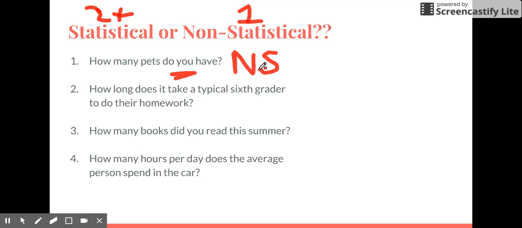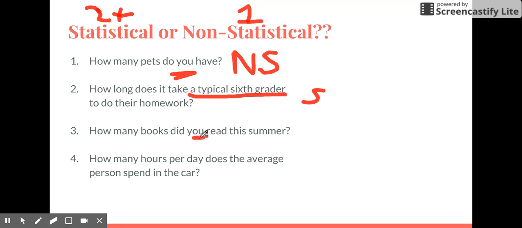Looking at number 2, how long does it take a typical 6th grader to do their homework? Well, here's the big key on whether this is statistical or non-statistical. It's asking about a typical 6th grader. So you need to now ask yourself, does every 6th grader spend the same amount of time on their homework? Generally, no. So that means we're going to probably have more than one answer for this. So since there's more than one answer, we're going to have statistical.